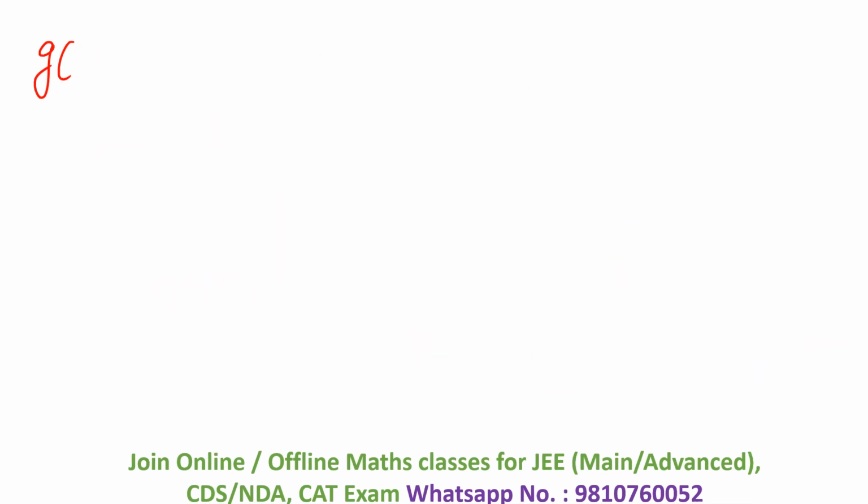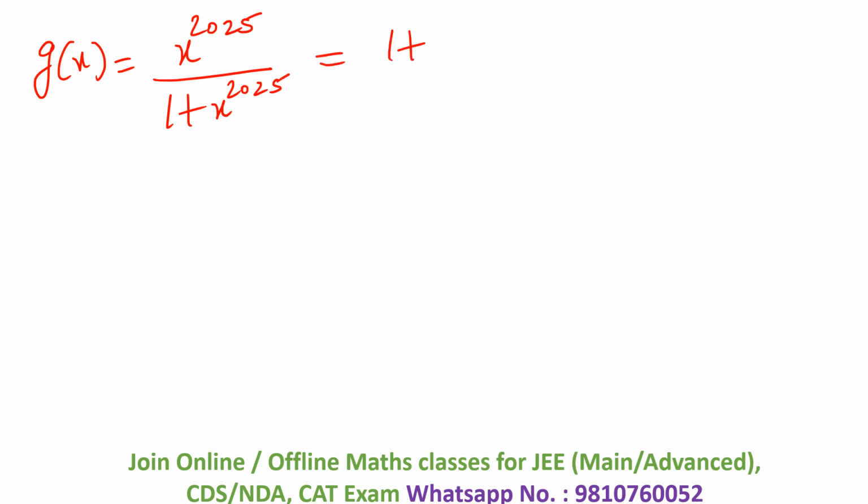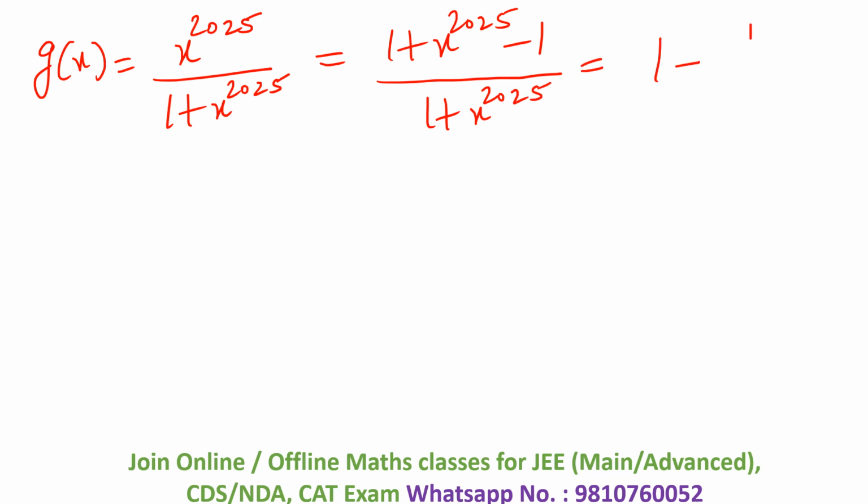Now students, we move to the function g of x. G of x is defined as x to the power 2025 divided upon 1 plus x to the power 2025. This can be further written as 1 plus x to the power 2025 minus 1 divided upon 1 plus x to the power 2025. This can be split as 1 minus 1 upon 1 plus x to the power 2025. Now the domain of function gx is given to us as closed 0 to infinity.